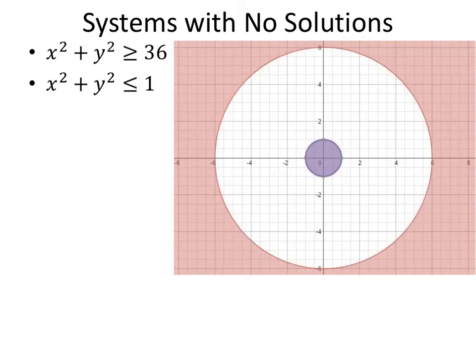Looking at another system, this is a system with no solutions. So we have our first equation still, that circle greater than or equal to 36, and here we have another one, this circle less than or equal to 1, okay? So we have radius of 1 centered at the origin, and our shading is inward. Now if we want something that meets both of these, then that's not going to be possible, okay? If it was an or, then we would have two sets of solutions, but if we're assuming an and, there are no solutions for this.